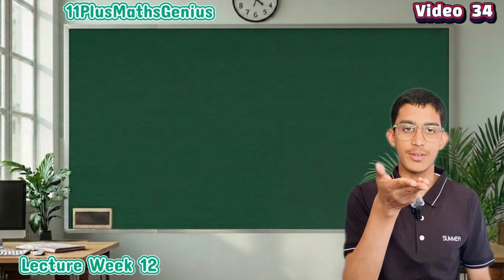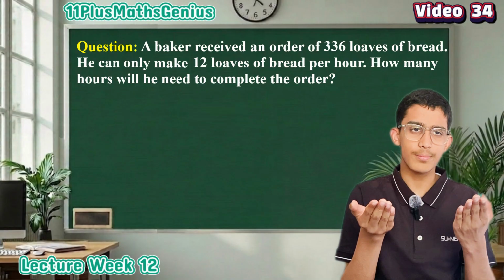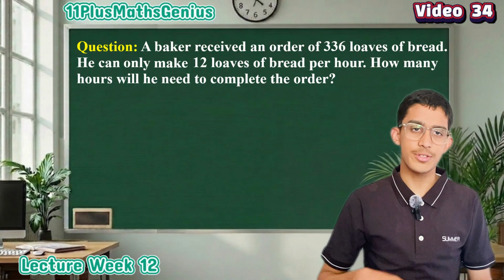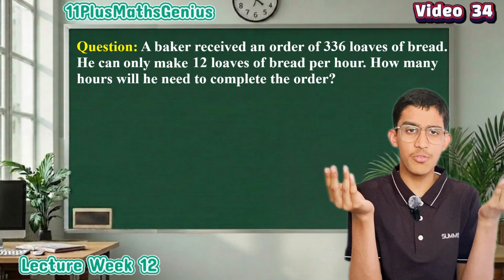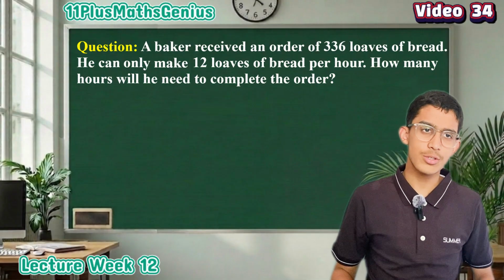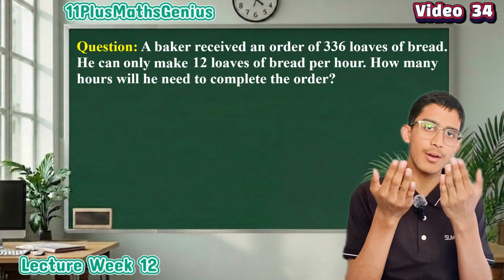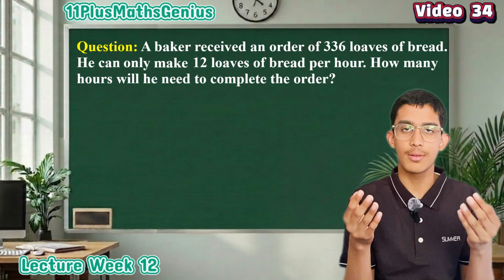Let's continue. Can you work out this question? A baker received an order of 336 loaves of bread. Poor guy. He can only make 12 loaves of bread per hour. How many hours will he need to complete the order?